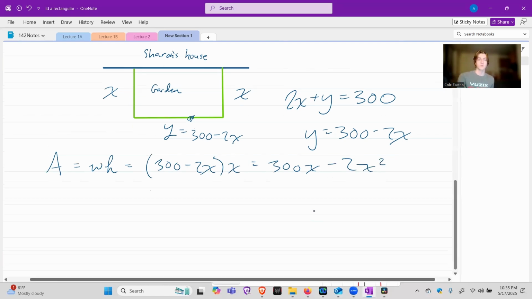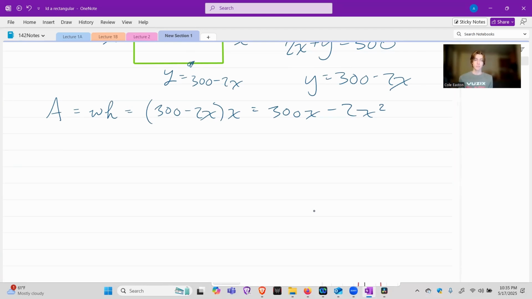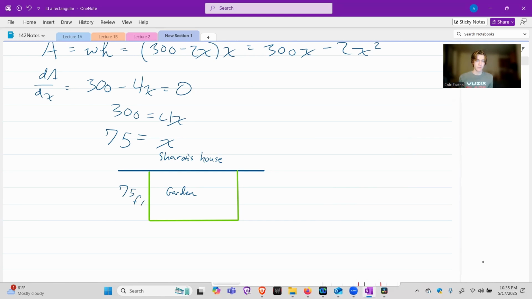Now, just like our first problem, we know that area will achieve a maximum when the derivative of area with respect to x is 0. So we're going to calculate dA/dx, which is 300 minus 4x, and we're going to set that to 0. So we have 300 equals 4x, or x equals 75.